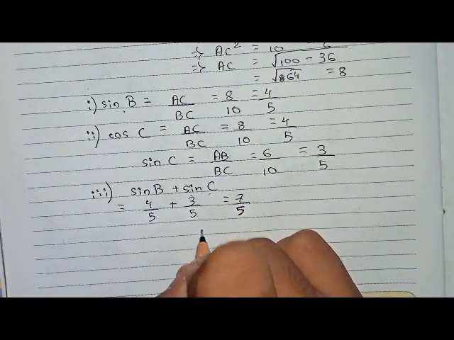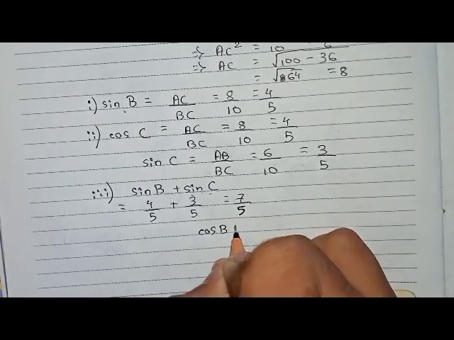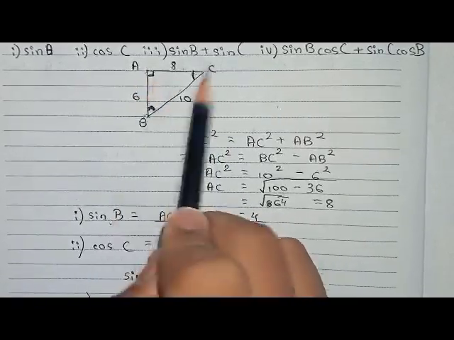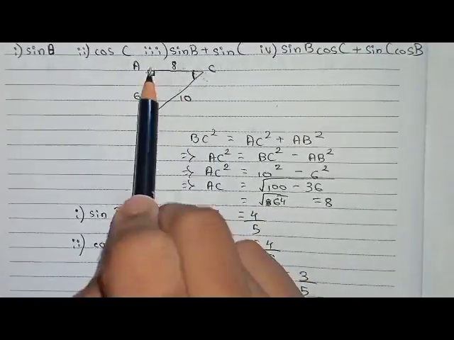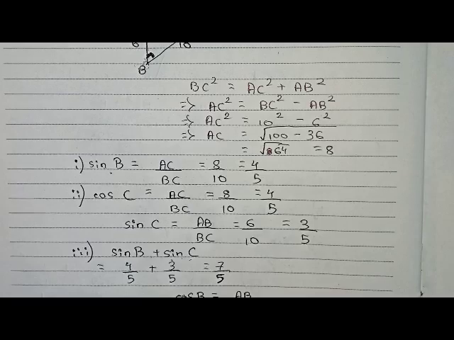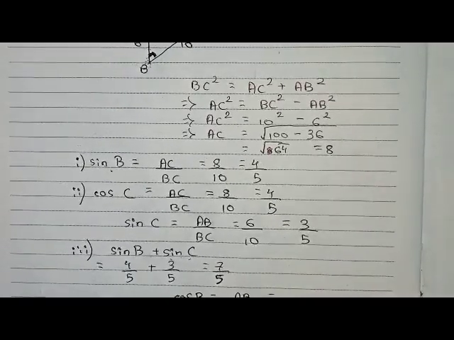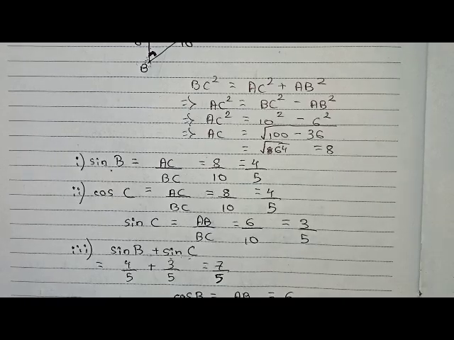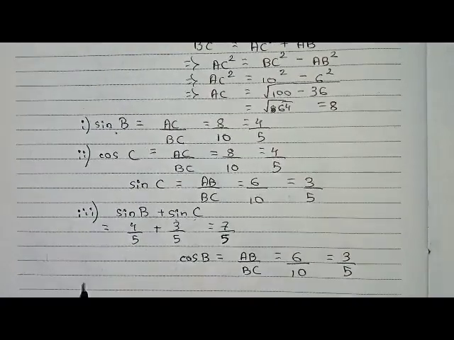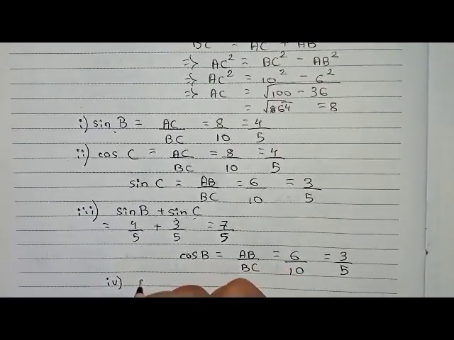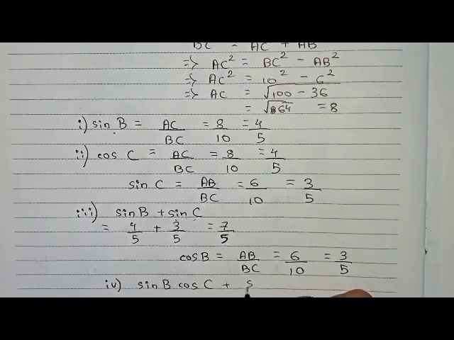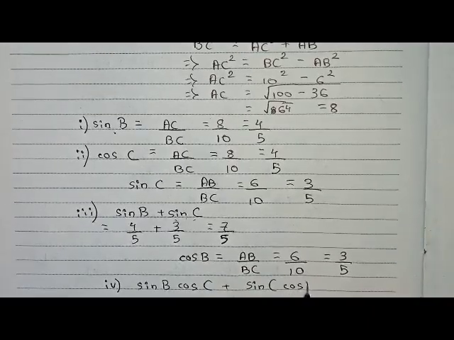So, cos B will be equal to, see here is B, so the opposite side is AC, that is the height, therefore AB will be the base. So base by hypotenuse, that means AB by BC. The AB value is 6 and the BC value is 10, so that is equal to 3 by 5. Now I can easily find out the last part: sin B cos C plus sin C cos B.